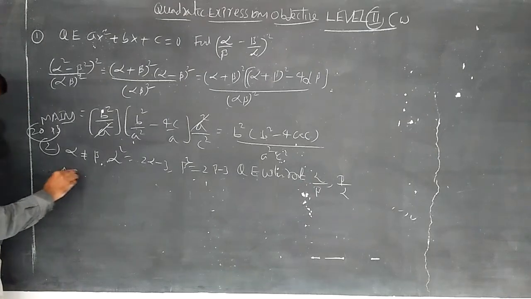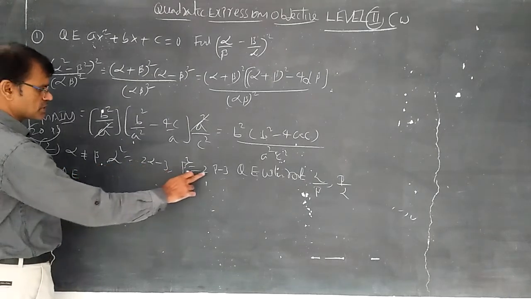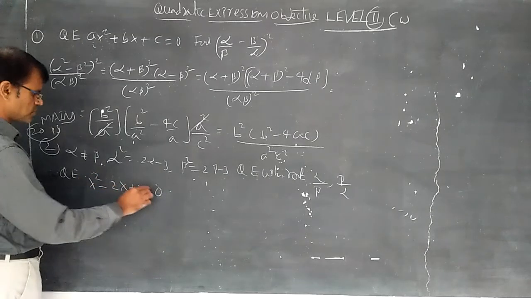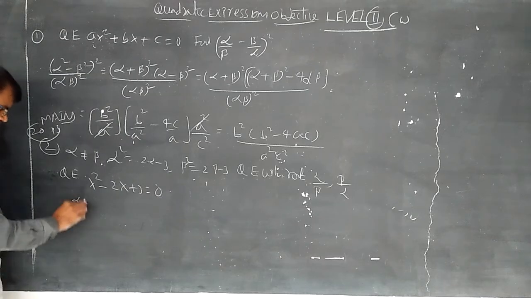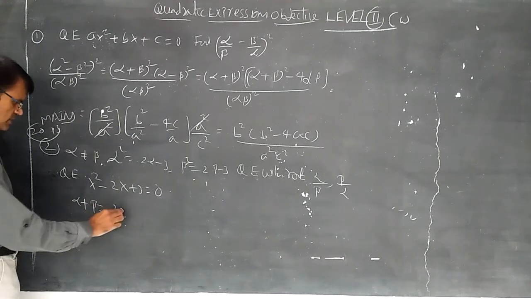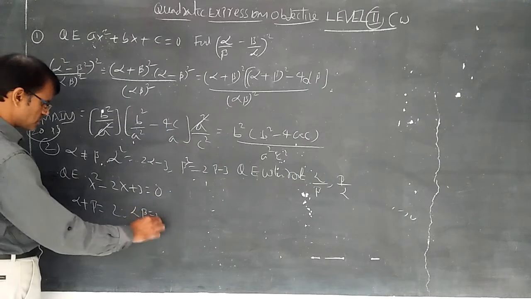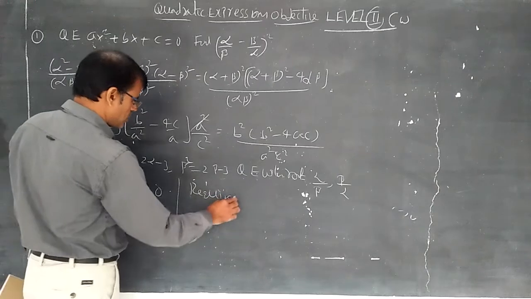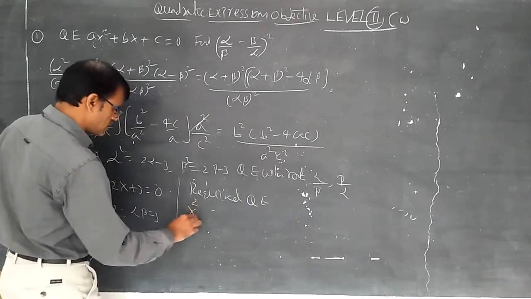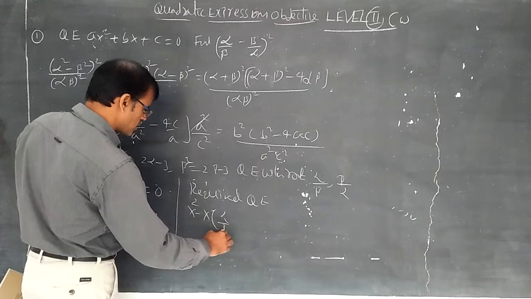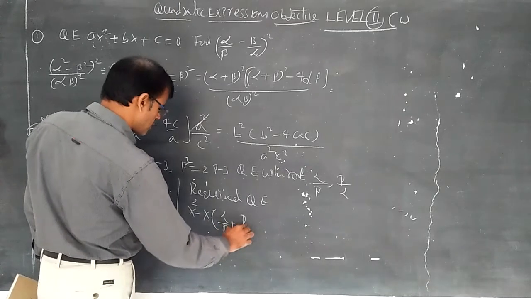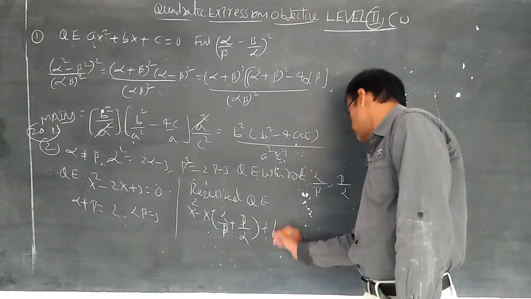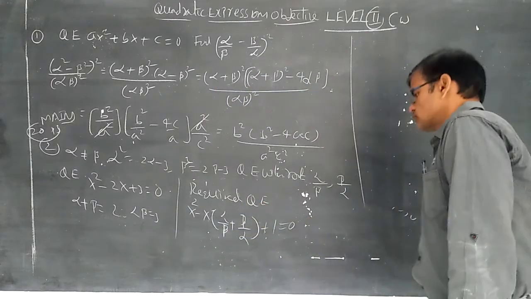You can understand using this one: alpha square equal to 2 alpha minus 3, beta square equal to 2 beta minus 3. The quadratic equation is x square minus 2x plus 3 equal to 0. Depending upon this equation, alpha plus beta, the sum of roots, is equal to 2 and the product of roots is equal to 3. Now the required QE I am writing. Required QE is x square minus x into sum of roots plus product of roots. So, x square minus x into (alpha by beta plus beta by alpha) plus 1 multiplied, equal to 0.